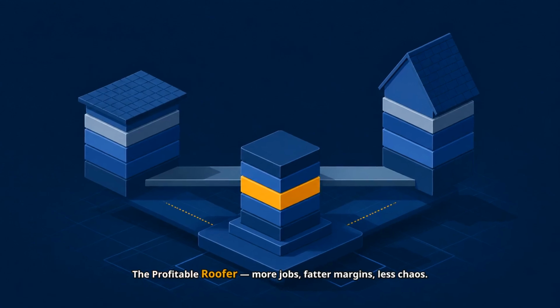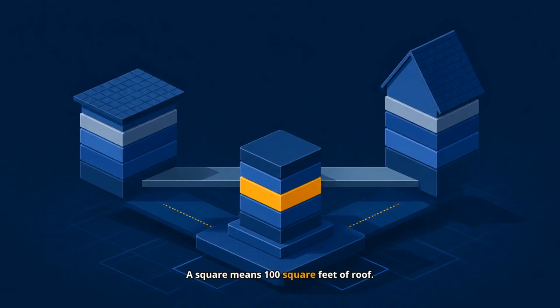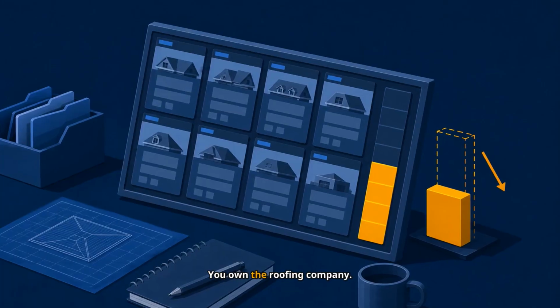The profitable roofer. More jobs, fatter margins, less chaos. A square means 100 square feet of roof. A $1,380 crew day can cost $69 a square, or $173 a square. Same crew, different roof.